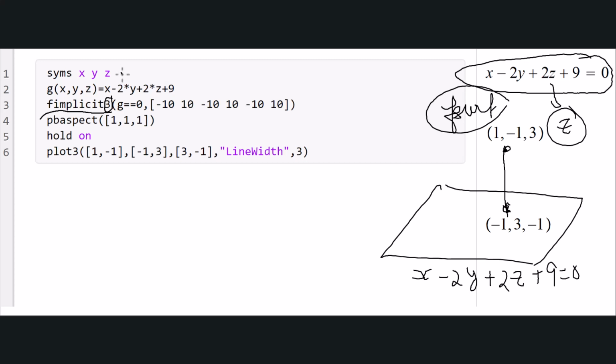Now we have to introduce the symbolic variables x, y, and z, and then introduce a function of x, y, and z as g of x, y, z using this expression. If we write this command, fimplicit3 of g equals 0, you have to put 2 equal signs, and this is the graphing window. We are also putting pbaspect as 1, 1, 1, just to keep the axis lengths equal. That will graph this plane for us.